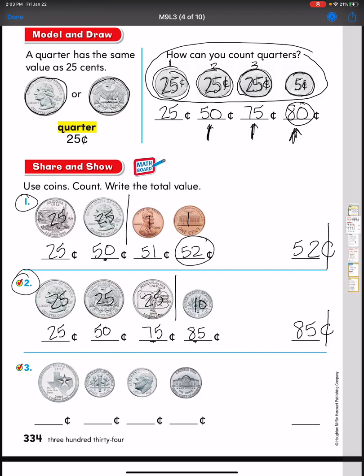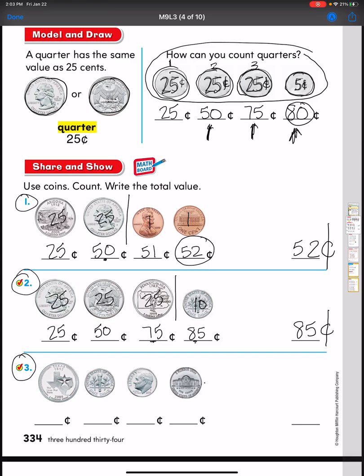All right. So I want you to look at number 3. And before I add up my coins, I want to point out something that we learned last week, and that is that our coins are arranged from what is worth the most to what is worth the least.